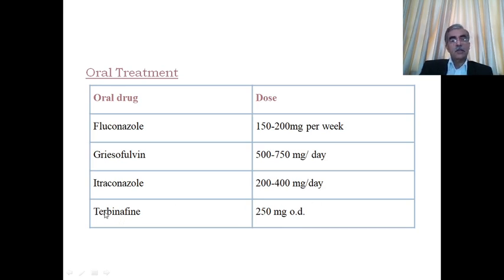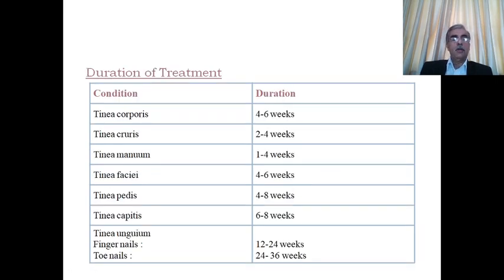Nowadays there is emergence of resistance to terbinafine, so itraconazole is the commonly used drug, and we are also shifting to griseofulvin. The dose is 500 to 750 milligrams per day. Fluconazole is uncommonly used; it is commonly used for pityriasis versicolor only, not for other fungal infections. Then the duration of treatment, as I have already told, is maximum for nails, for months, and it is usually 4 to 6 weeks. But nowadays, as we are facing resistance to antifungals, we have to extend the treatment to even 2 to 3 months.